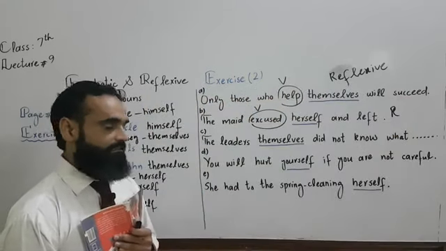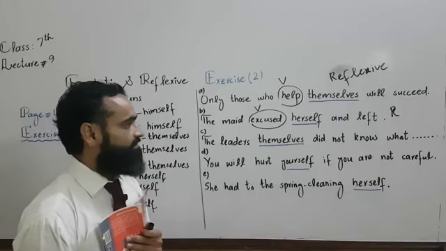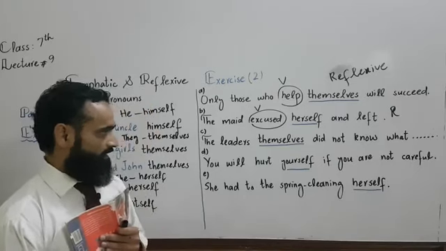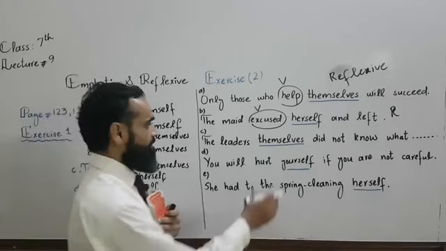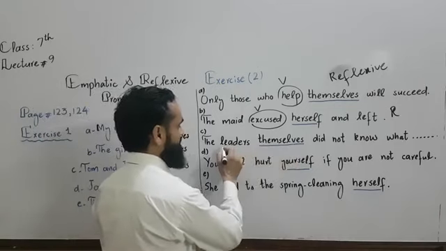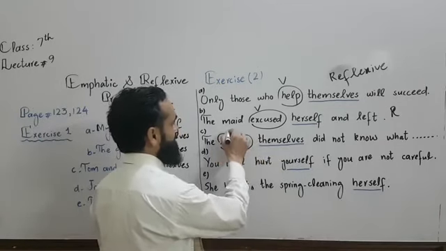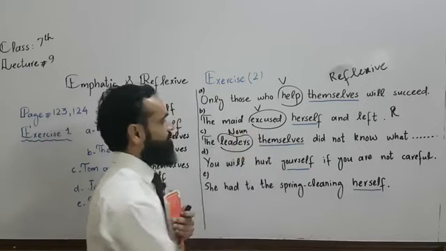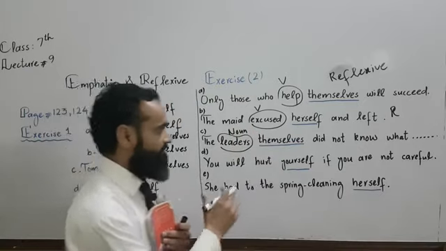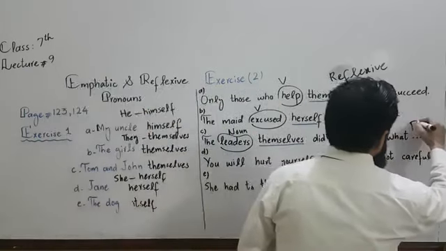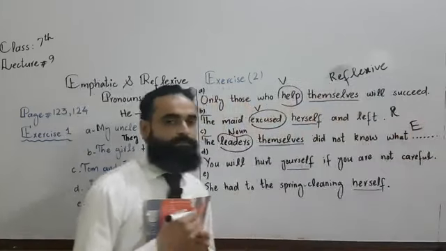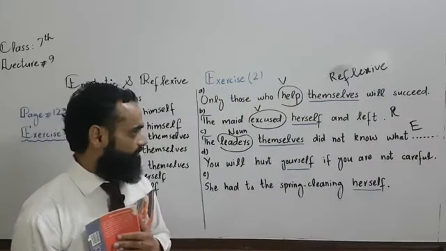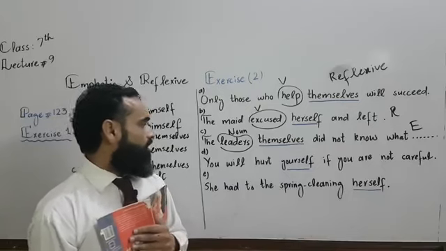In sentence C, the leaders themselves did not know what they were doing. If you see in this sentence, before themselves there is the word leaders and that is a noun. So now you will treat themselves here as an emphatic pronoun. Write E, capital E, or write emphatic pronoun in front of it.